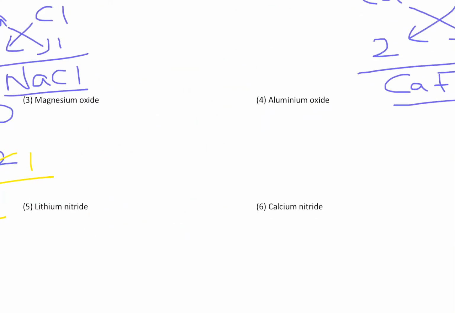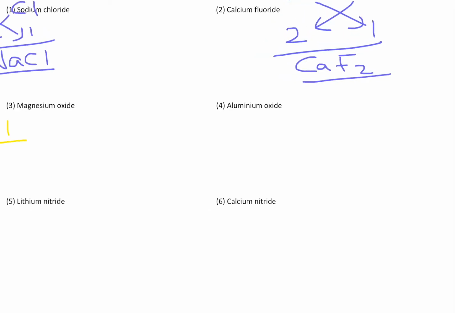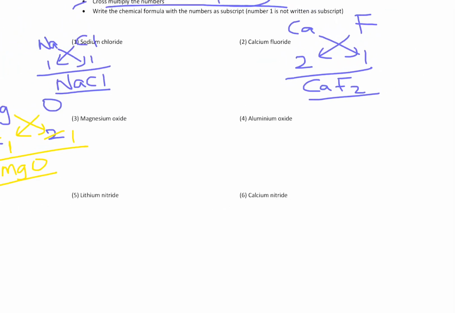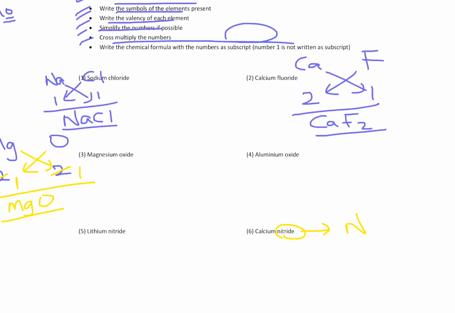Okay, so you're going to do aluminum oxide, lithium nitride, and calcium nitride. Nitride is nitrogen. Okay, so do that in your copybook. I'm going to check your answers.